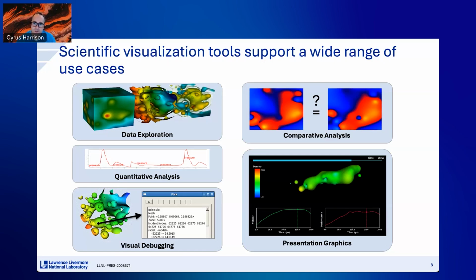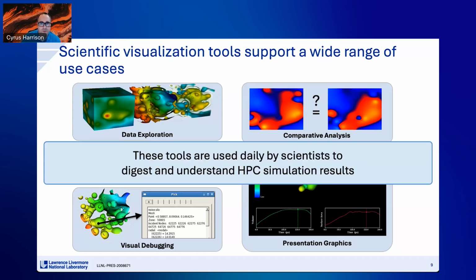Another really important use case is comparative analysis. This is where you render two pictures of a similar thing and use your brain to compare them, or you could do it more systematically in a tool. You could subtract fields from each other. So these are the 5 big use cases that visualization tools are used for, and these are used daily by scientists who run simulations.